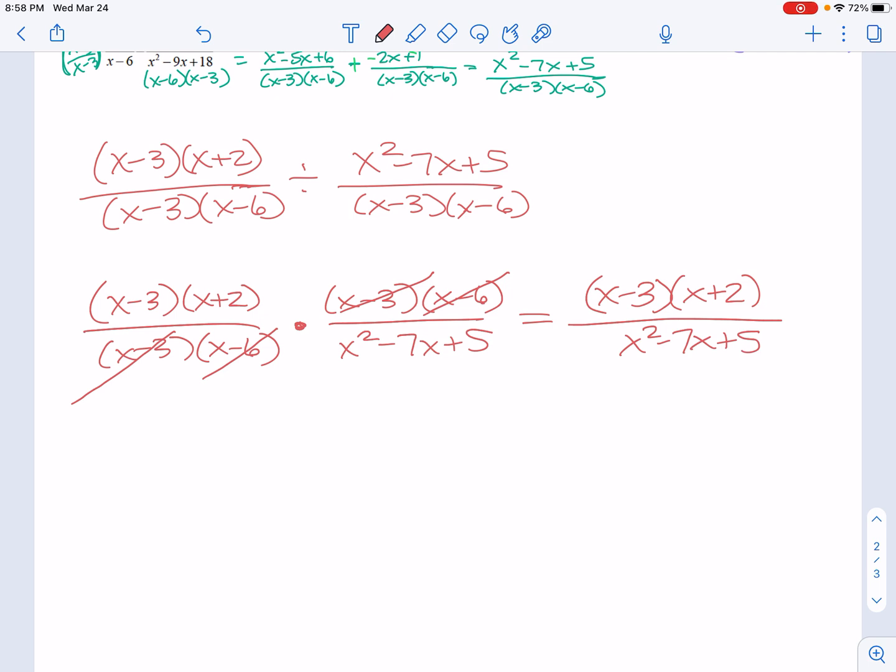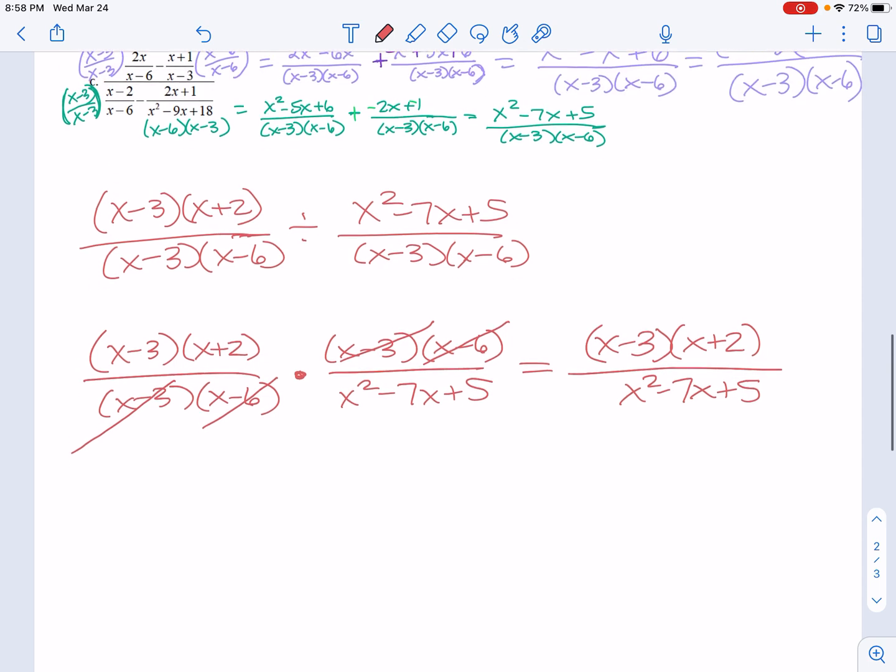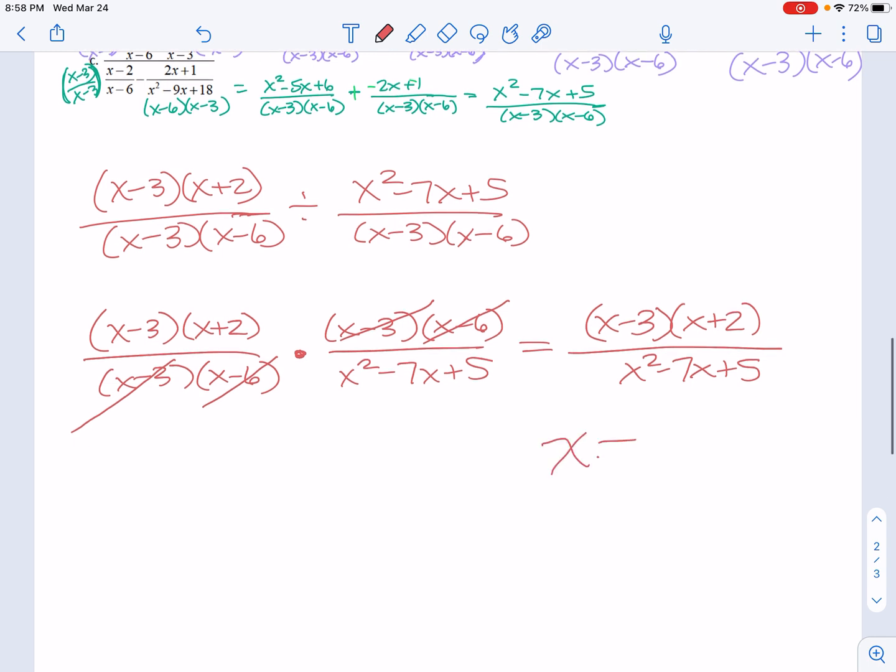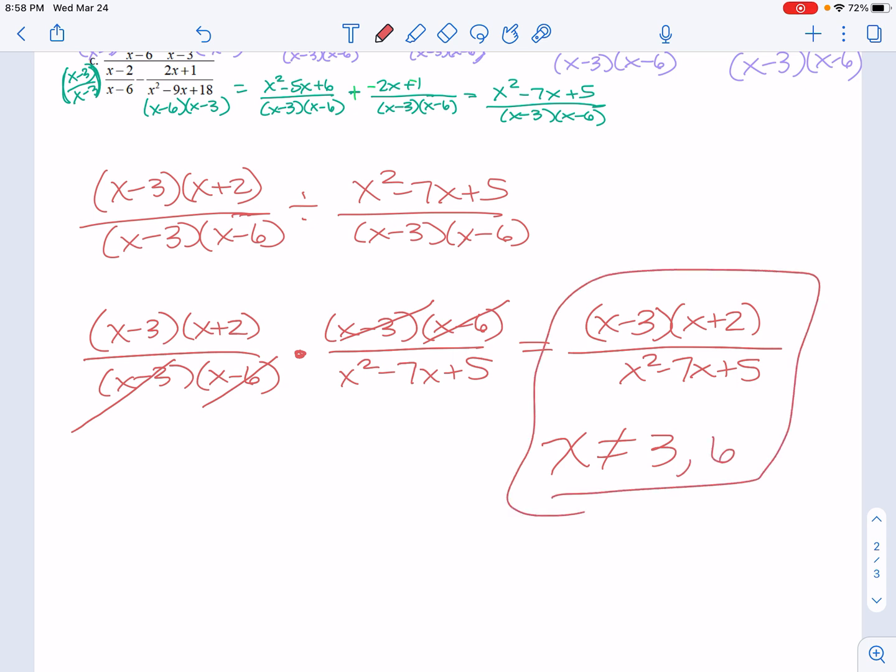So remember, I cannot factor this denominator. If I put in the quadratic formula, I'm going to get imaginary numbers. So that doesn't make sense for me to list them in my excluded values. So my excluded values are still only 3 and 6, and this is your final answer.